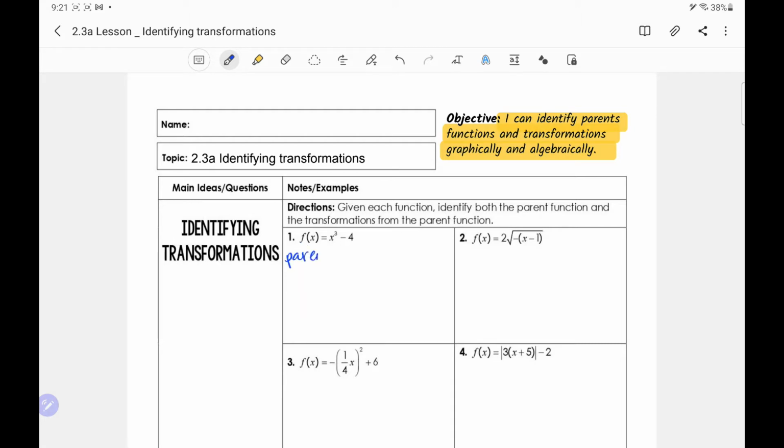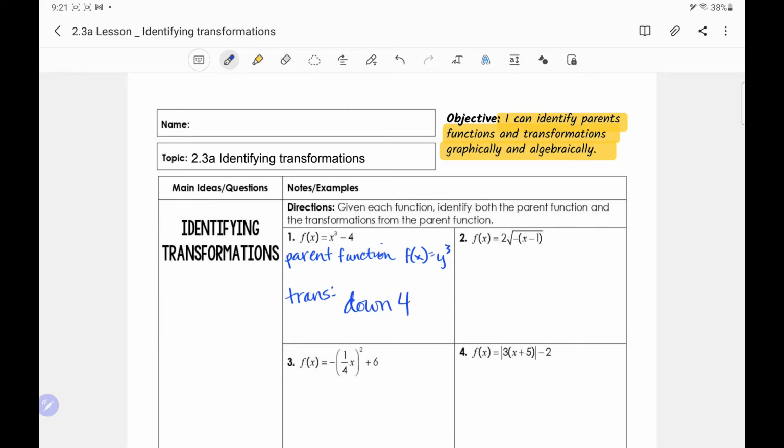The parent function of x cubed minus 4 would be y equals x cubed, right? And then what's different? What has happened? The transformation, I'm not going to write that out. I'm not going to write out parent function going forward either. What is different between f of x equals x cubed minus 4 and, I should have written f of x equals x cubed instead of y? Let me fix it. The only difference is the minus 4, right? So remember, that's going to be f of x minus k, which means it's going to translate down 4. So this is going to go down 4 units.